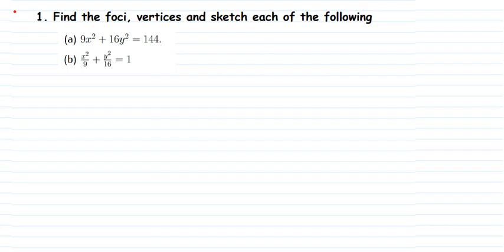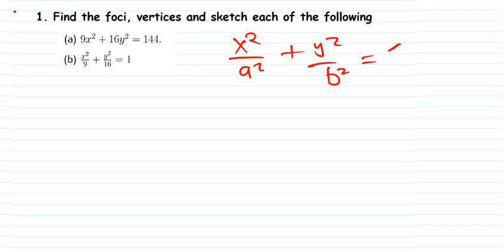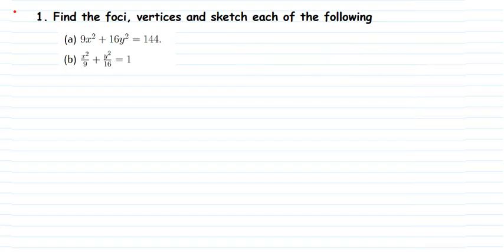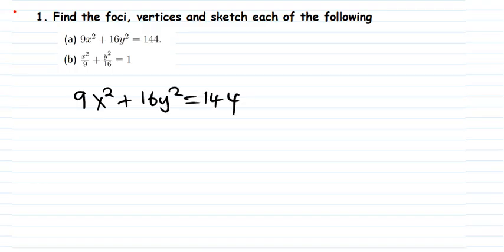Now each time, ensure that the equation is in the form x squared over a squared plus y squared over b squared is equal to 1. For the first one, you can see that it's not in that form, so we have to put it in that form. Then the other thing you need to note is when you look at x squared over a squared plus y squared over b squared equal to 1.